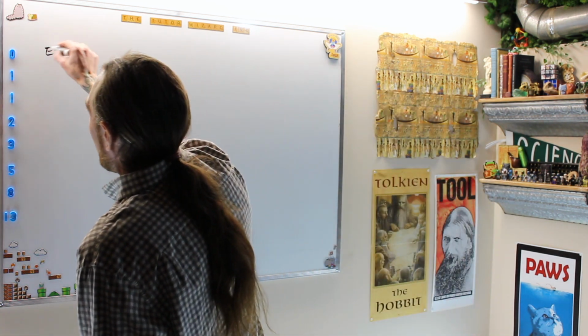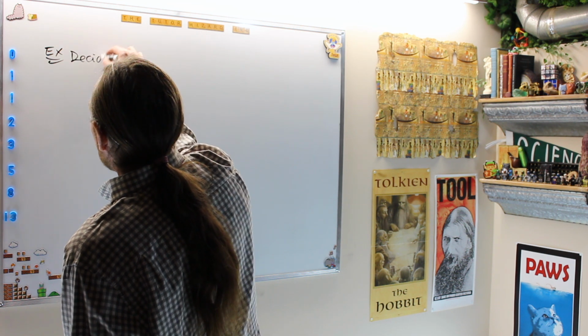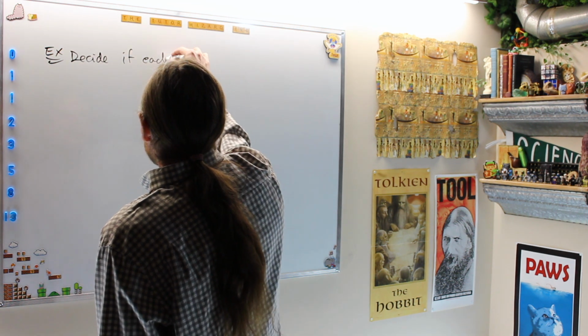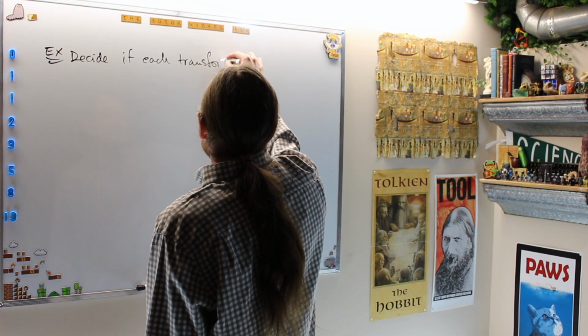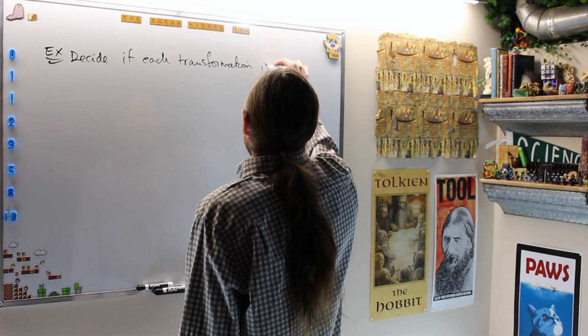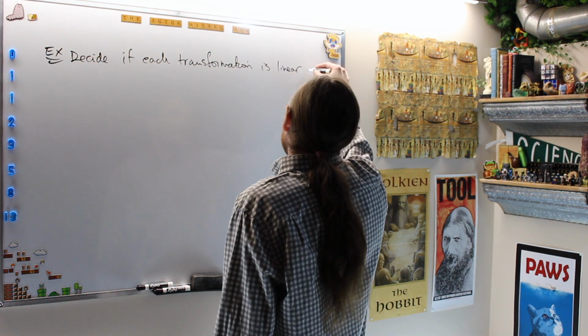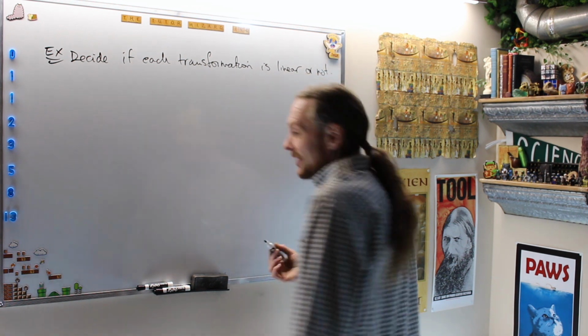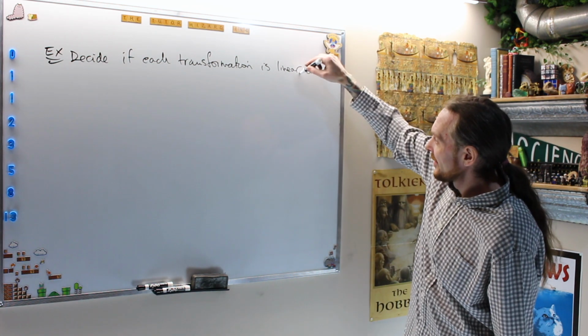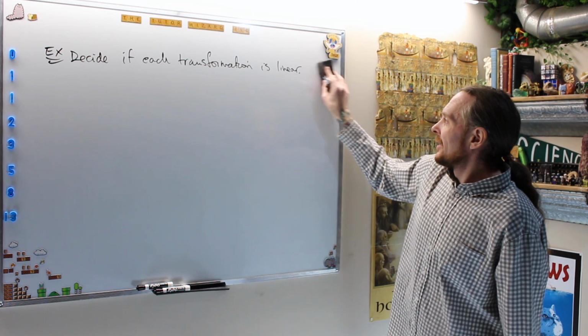Example. Decide if each transformation is linear or not, I guess. I don't know why I need the parasitic part. I could have ended the statement there. If it's not, tell me.